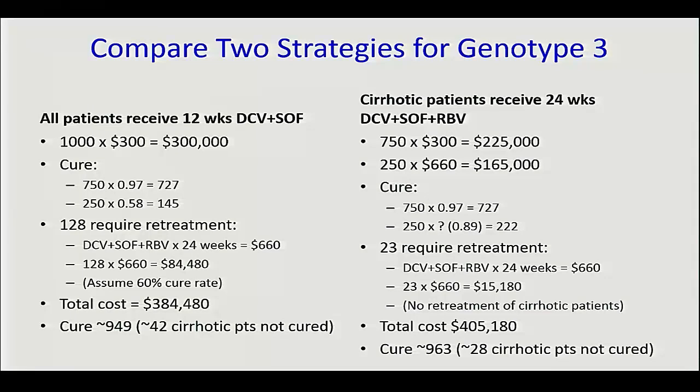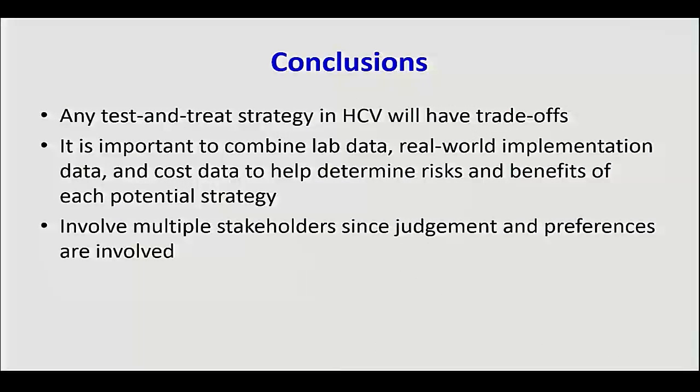So this is why doing pilot studies like this, really gathering real-time data to make sure that we're not harming people while we're trying to create the most efficient process possible, is going to be really important. Any test and treat strategy anywhere in the world, including the United States, is going to have trade-offs. And I think what we're hearing today is we need to combine lab data, real-world implementation data, and cost data to really determine those risks and benefits and somehow figure out how to factor in judgment and preferences across multiple stakeholders, including the patients themselves, to figure out how we're going to balance these different competing interests. That's it.